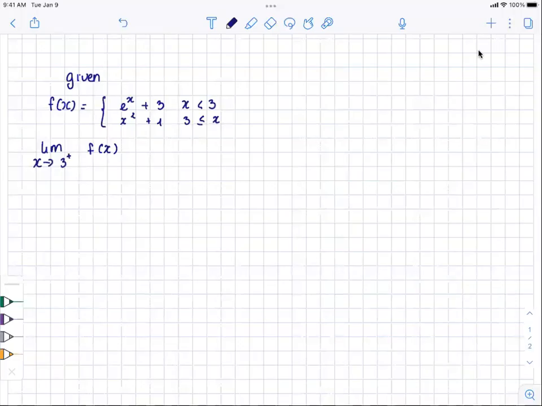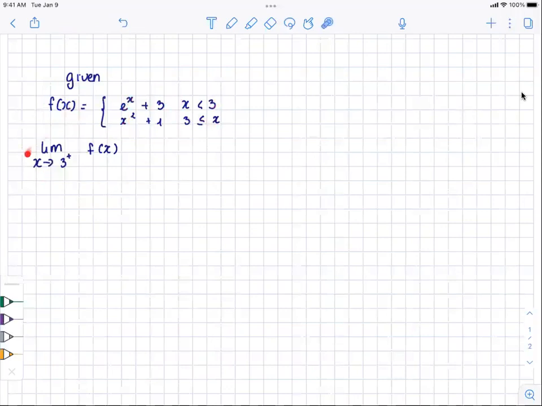This video is about finding the limit of a piecewise function. All right, given the function f of x is equal to e to the x plus 3 when x is less than 3, and x squared plus 1 when x is greater than 3. Okay, greater than or equal to 3.